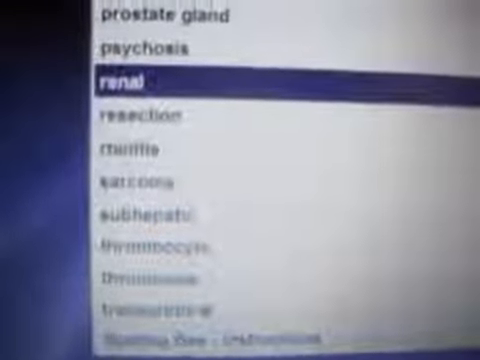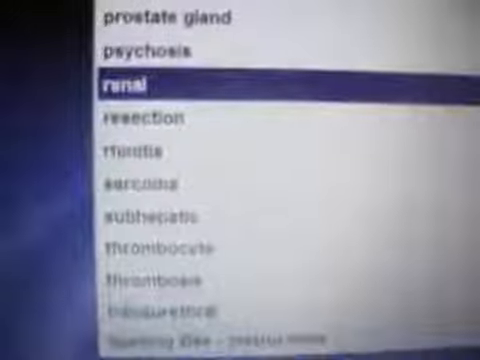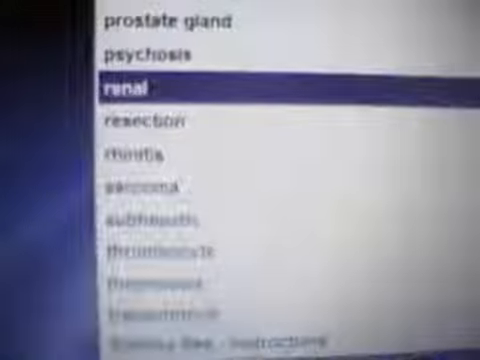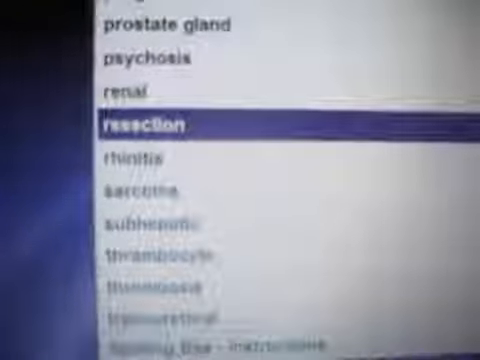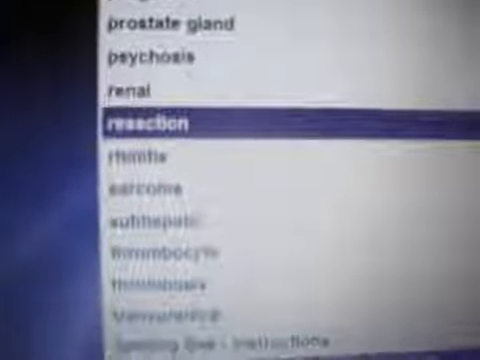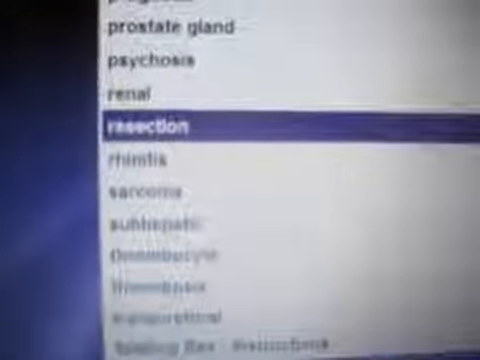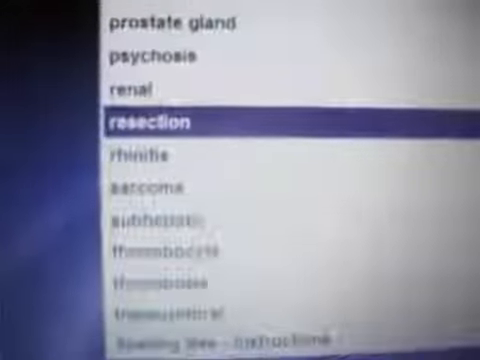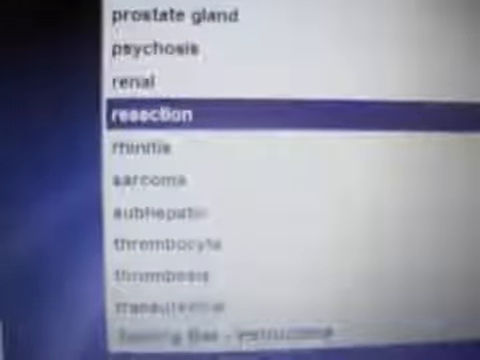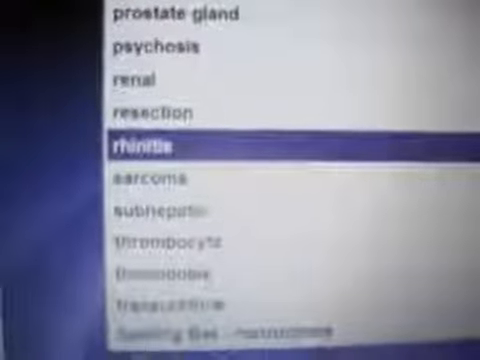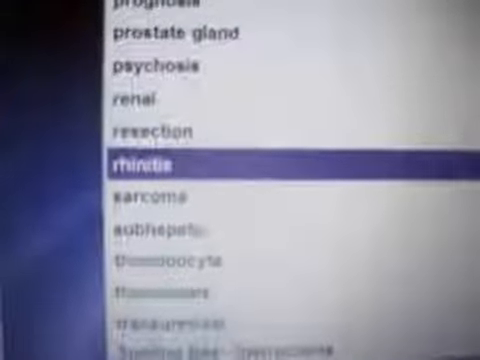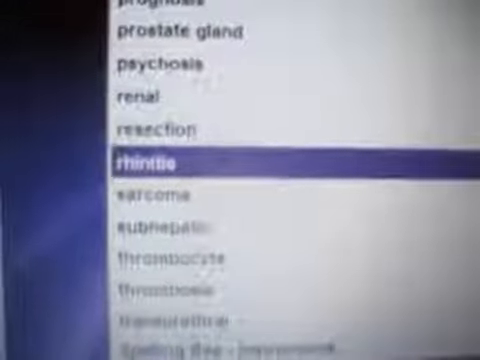Renal. Reno, R-E-N-O, means kidney. Renal is pertaining to the kidney. Don't forget that nephro also means kidney. Resection. The prefix re, R-E, means back or behind. The suffix section means cutting. A resection then literally is cutting back, as in the sense of cutting out, excising, or removing an organ. Rhinitis. Rhino, R-H-I-N-O, means nose. Rhinitis is inflammation of the nose.